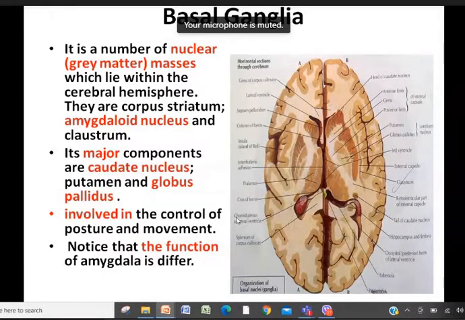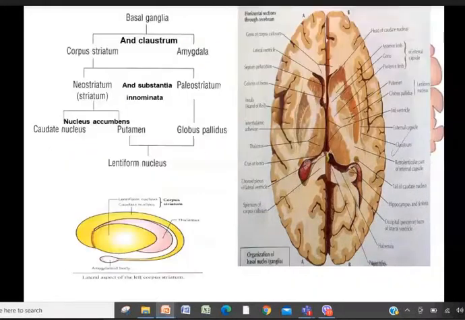So this is the division. Look here. This is the caudate nucleus, this is the lentiform nucleus, and this is the amygdaloid body. So this is the basal ganglia actually, and it is divided like this. Basal ganglia is divided into corpus striatum, amygdala, and claustrum. Look at this small piece of gray matter. This is the claustrum.